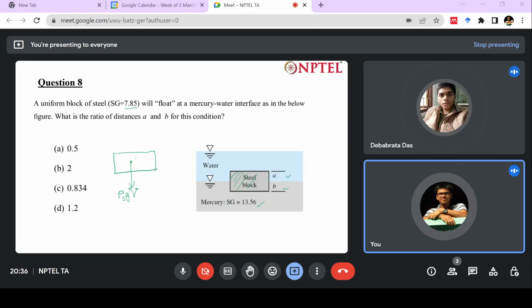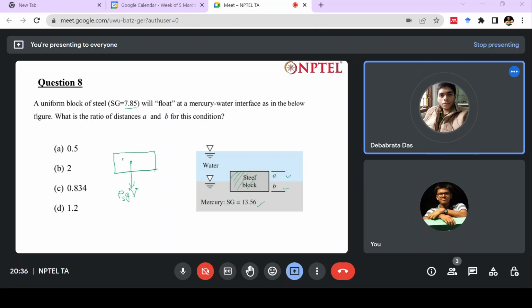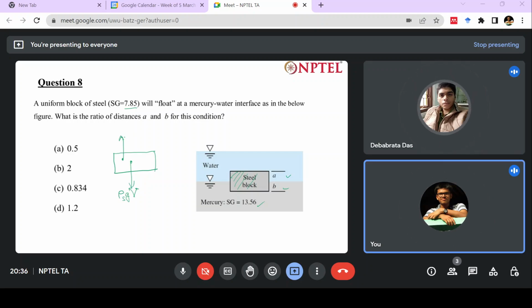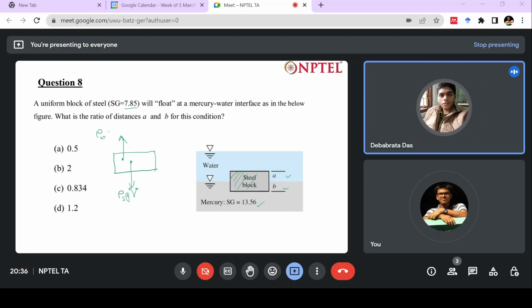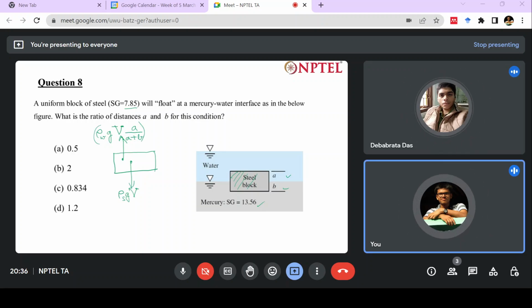There will be two buoyancy forces. One buoyancy force will be due to the water portion. So the water portion buoyancy will be rho into W, density of water, g. This is not the total volume. How much portion of this is it? This is V into A by A plus B. Do you understand why I have done this A by A plus B?